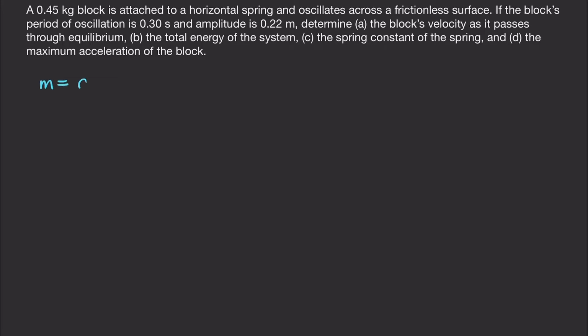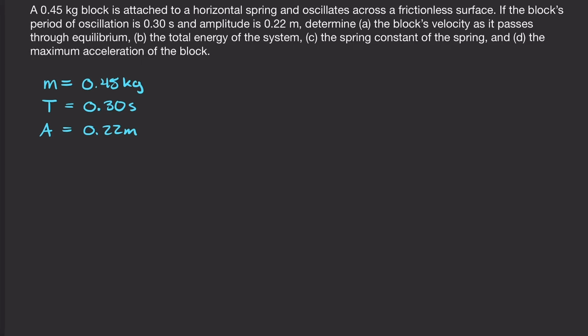So again, I'm going to start by writing what I know. I know the mass is 0.45 kilograms. The period it gave me is 0.30 seconds. The amplitude is 0.22 meters. Okay, and so the first thing I want to solve is the block's velocity as it passes through equilibrium. So the block's velocity when it passes through equilibrium is maximum. This is when there is no potential energy and all of the energy is kinetic.